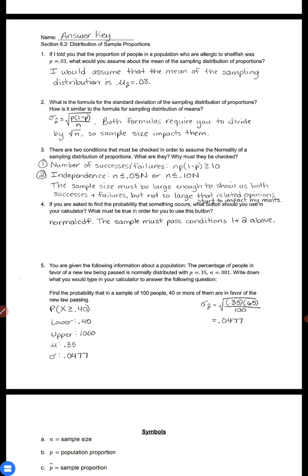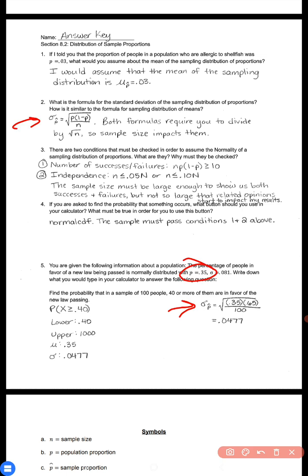So what we would do is we go to normal CDF. We would set our lower boundary as 0.40 because we're looking for anything greater than that. We would set our upper boundary as some huge number. You could do 1,000 or 10,000 because technically the normal curve goes to infinity. Our mean would be 0.35 because we assume that the mean of the sample is going to match the mean of our population. Okay, and we're given that information in the problem.